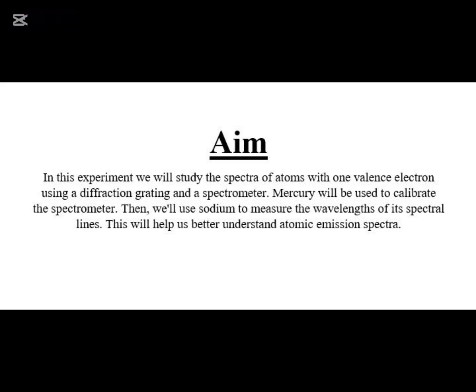In this experiment, we will study the spectra of atoms with one valence electron using a diffraction grating and a spectrometer. Mercury will be used to calibrate the spectrometer. Then we will use sodium to measure the wavelength of its spectral lines. This will help us better understand atomic emission spectra.